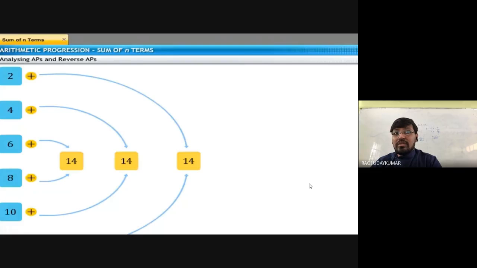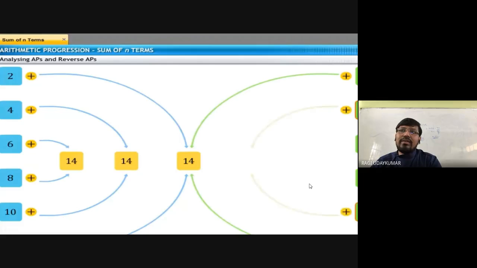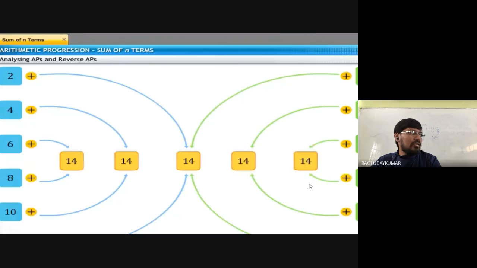First term and last term, second term and second-last term: if you add them in an arithmetic progression, whatever it is, you are going to get 14 only. That is nothing but the reverse of the arithmetic progression. If you write the same progression in reverse order, 12, 10, 8, 6, and so on, then 12 and 2 add to 14, 10 and 4 add to 14, 8 and 6 add to 14. Every time you are going to get 14.